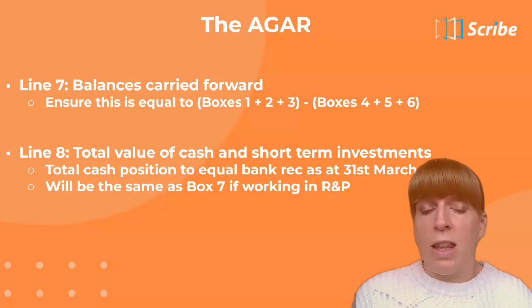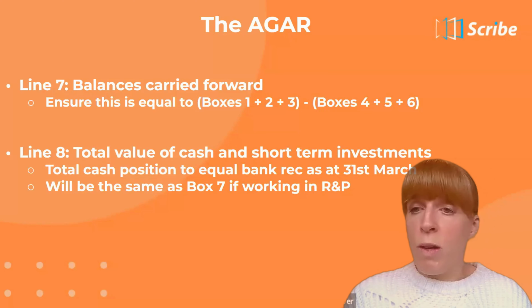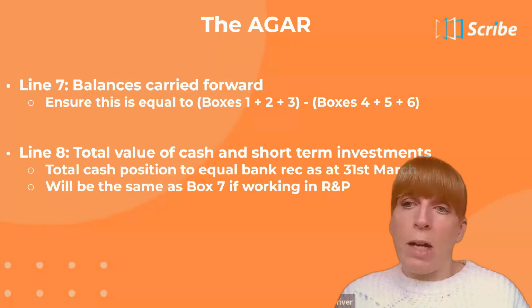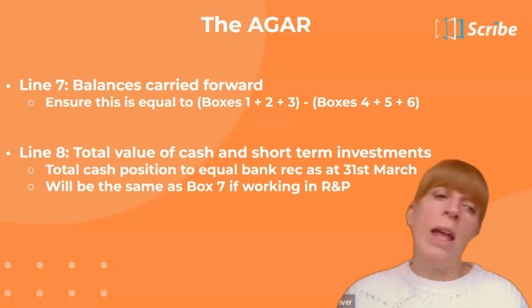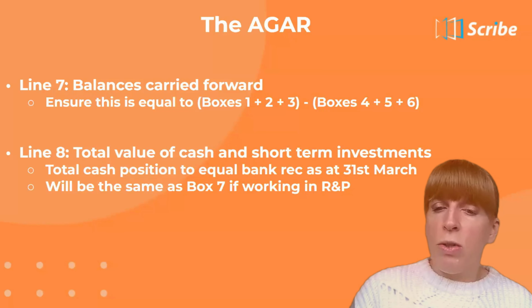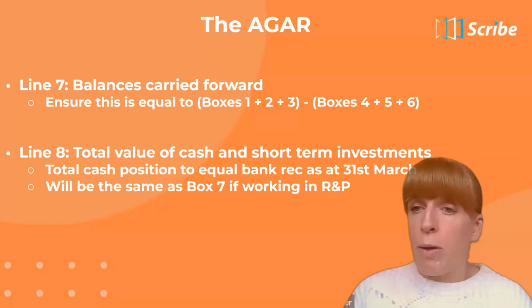So obviously check that. So that's box 1, 2 and 3, the opening position, plus precepts, plus other income, less 4, 5 and 6, your staff cost, your loan repayments, any other payments as well, to come back to box 7. Then we've got line 8, that's our total value of cash and short-term investments. So this is our balancing figure to the bank reconciliation.